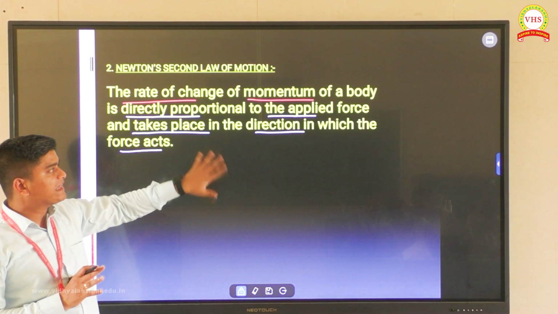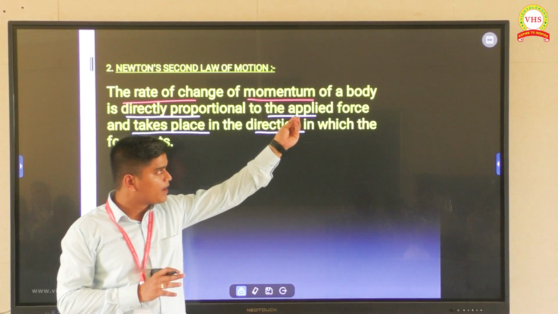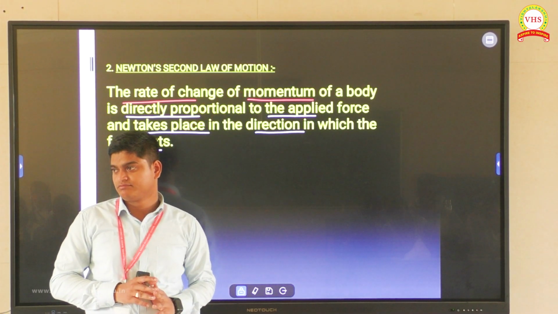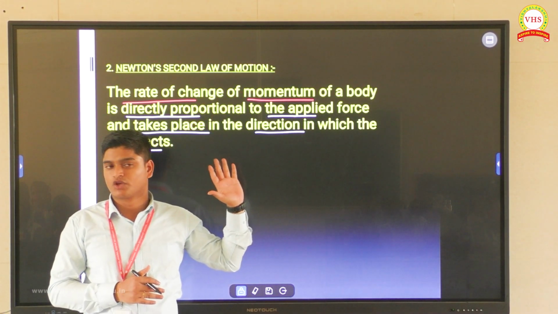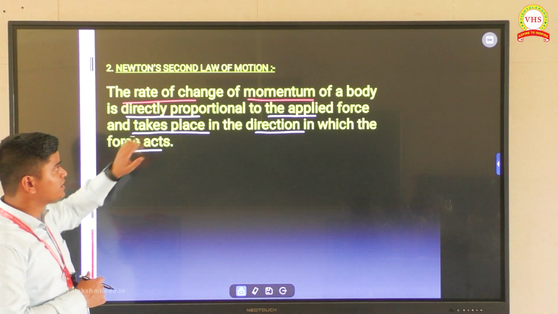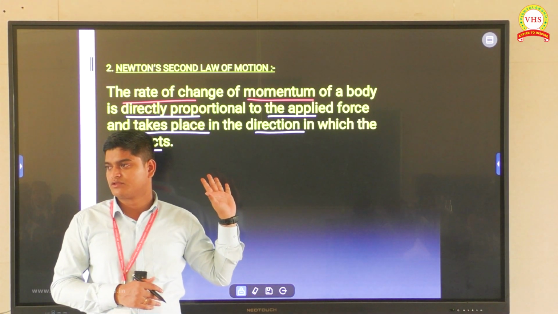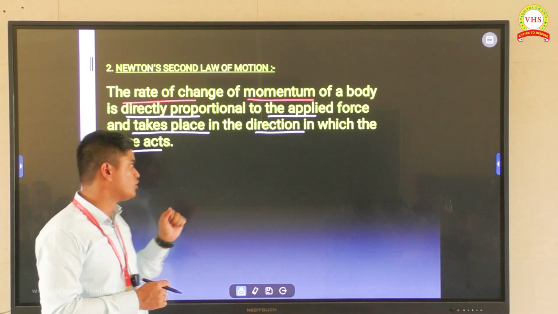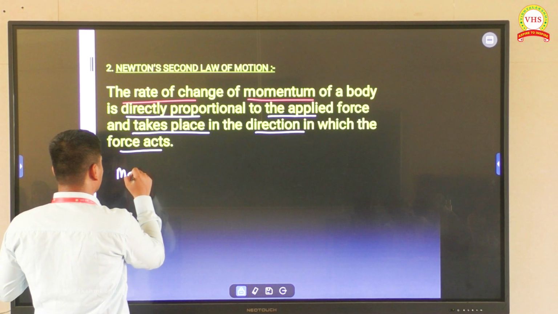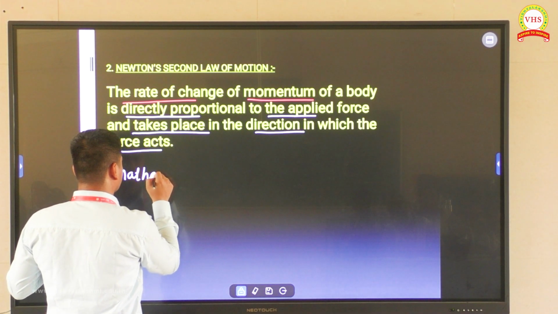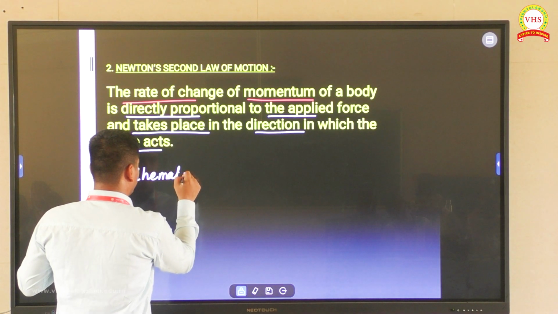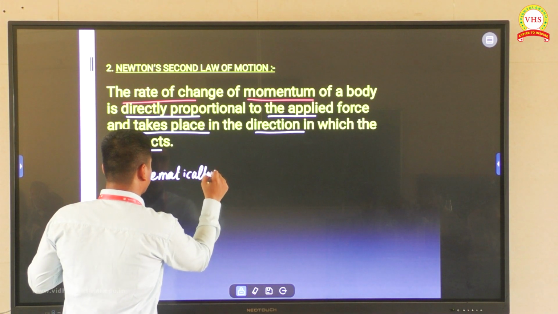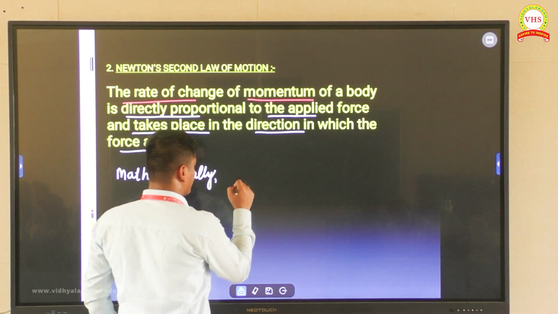That means they want to say something mathematical about force and momentum, some relation in this law. So this law basically gives a direct definition of force. Mathematically, if you want to write it, you already studied it in previous classes, but here we will understand this law in a little more detail.